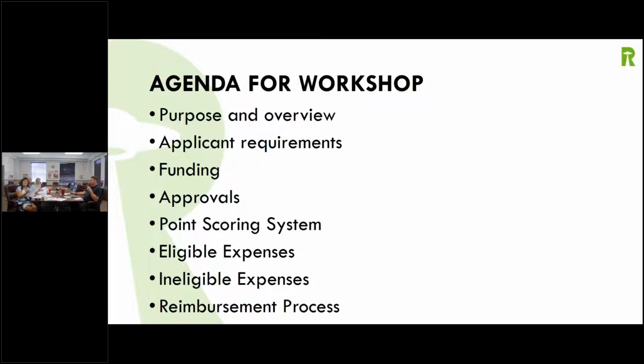The workshop that we're working on right now: we've gone over the cheat sheet, and then there are a few things that we're going to go over with this PowerPoint, including the purpose and the overview of lodger's tax, the requirements for people who put in the lodger's tax funding request that we're going to be looking at during the August 16th meeting, the funding process, the approval process, and the point scoring system. This is on the sheet as well. What is an eligible expense? What's an ineligible expense? And then the reimbursement process. And we have a sample funding request later on that we're going to look at.